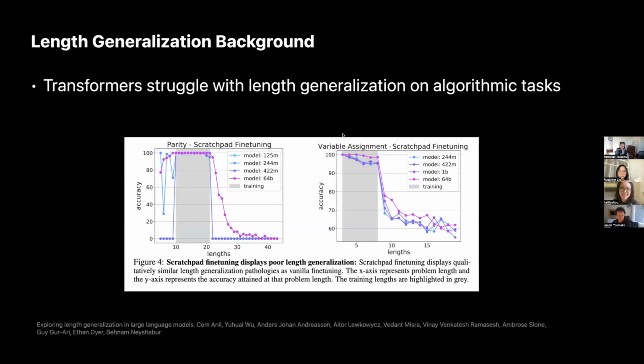So typically, transformers really struggle with length generalization. Here are some examples from a paper from Anil et al. They evaluated LLMs on parity and variable assignment. And we can see that on the x-axis, outside of the training length, which is the gray band, performance drops immediately. And this is pretty typical for length generalization for these models.